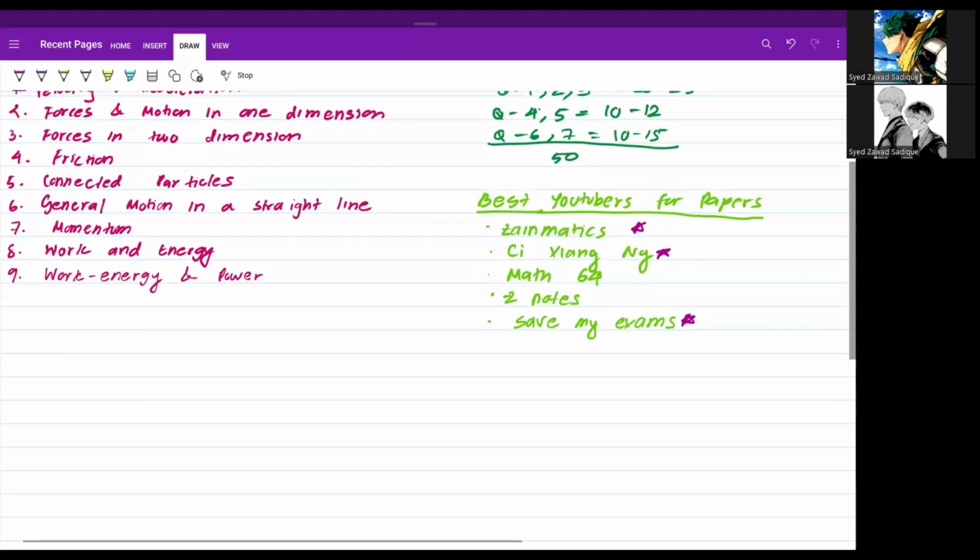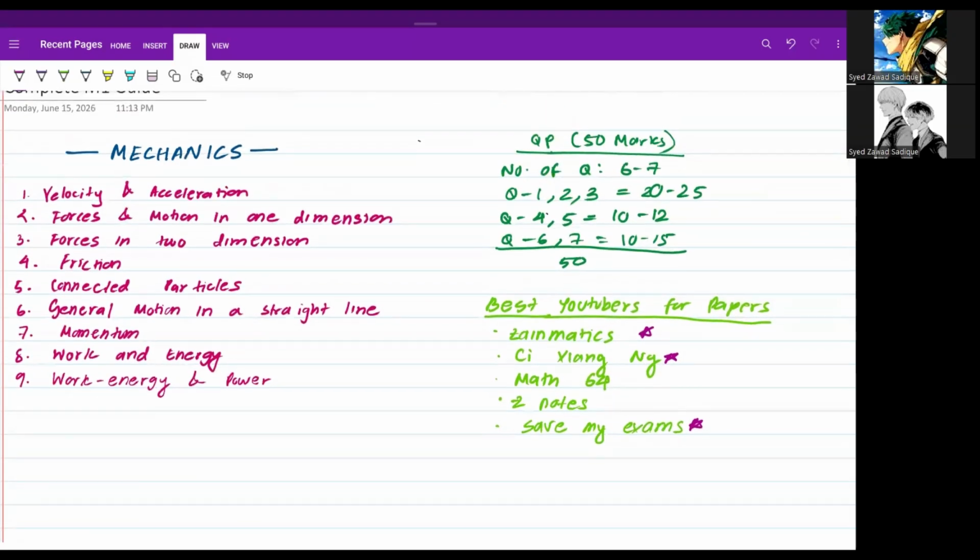Okay, moving back to topic. One more thing that you should know. Chapters that are very straightforward are chapter one, chapter two, definitely chapter three. Friction can sometimes get tough, but that shouldn't be an issue. Friction and connected particles is a topic that we have to delve further into.